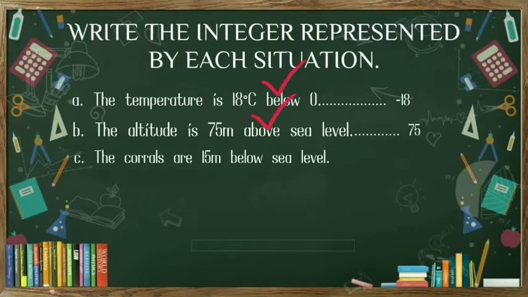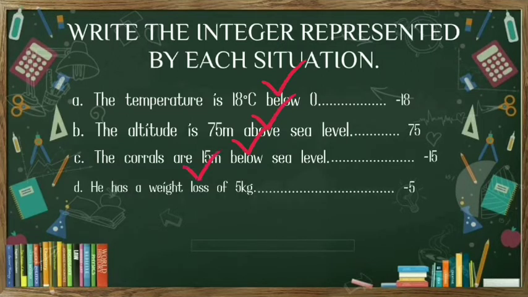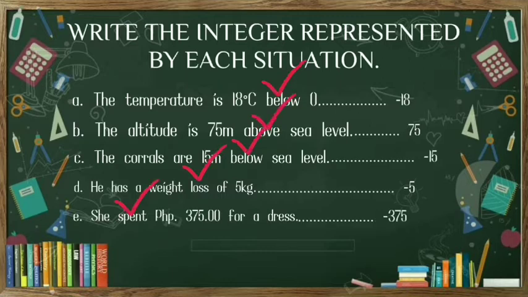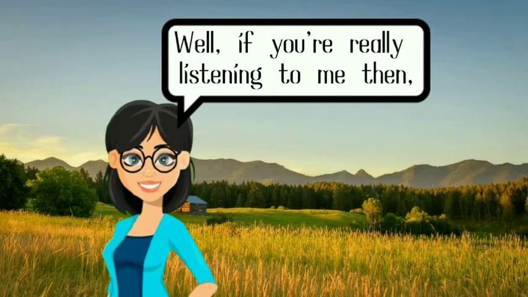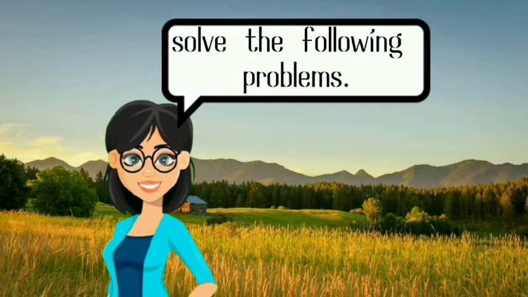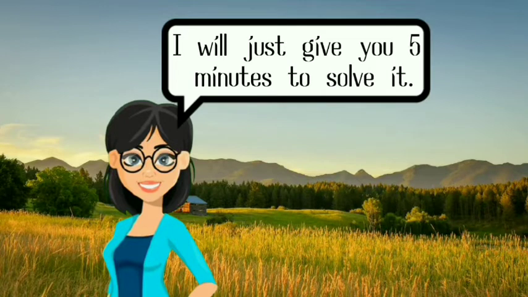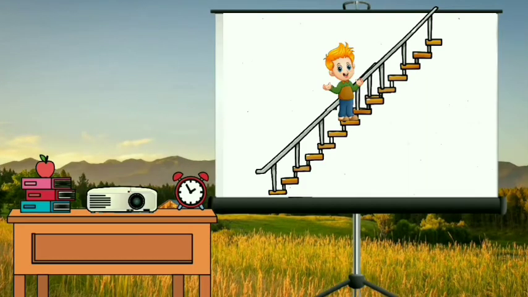C is negative 15. D is negative 5. And E is negative 375. Very well, pupils. If you're really listening to me, then solve the following problems. I will just give you 5 minutes to solve it. Let me read number 1.